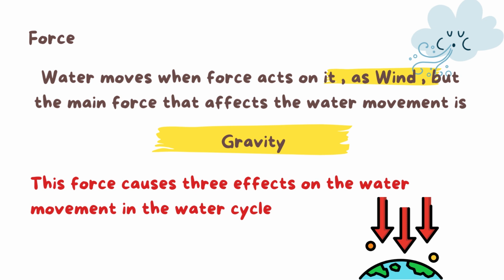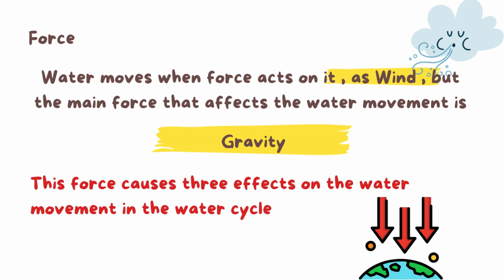As we mentioned before, the wind movement affects the water cycle. So we have force as wind that affects the water cycle, as water moves when force acts on it as wind. And the main force that affects the water movement is gravity, as the solar energy is the main source of energy that affects the water cycle.